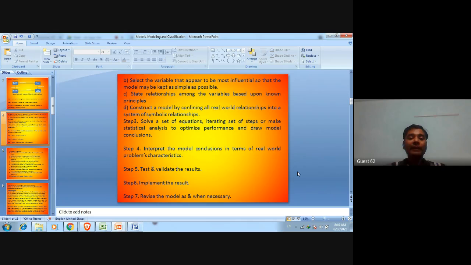Now test and validate the result. Now you have to justify your conclusion. Now test and validate the results. Means you have to again validate your results. Without validity you cannot apply it in the real world. So you have to test using some techniques, the techniques that you will use to solve your model. Okay, statistical techniques or any other tools that you will use. So you have to test your solution and validate the results.